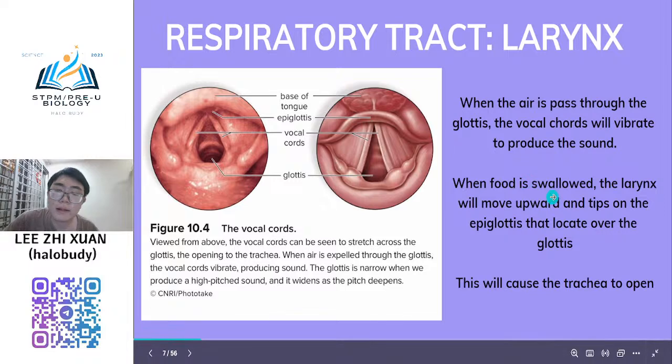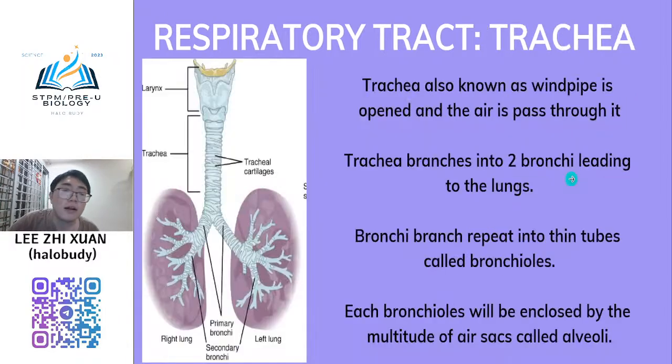Okay, now we go to the lower part, the lower respiratory tract, starting with the trachea. After the air has passed through the larynx, it will enter the trachea. Trachea, if you see other books, may have another name, the windpipe. It looks like a pipe, and it is an open structure so the air can pass through it, until it reaches the branches of the bronchus.